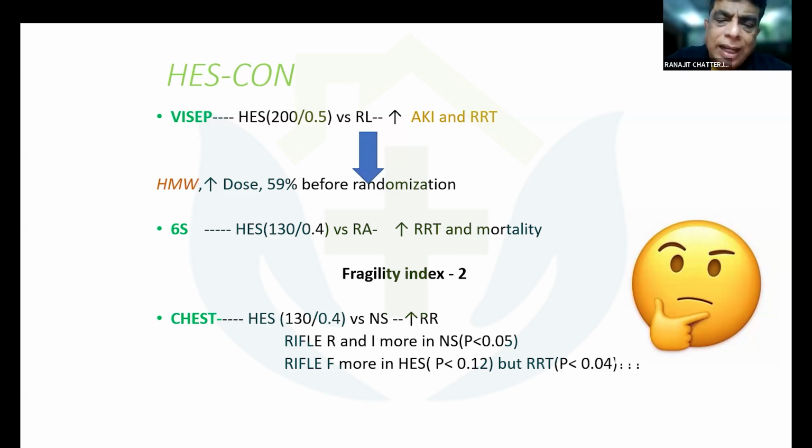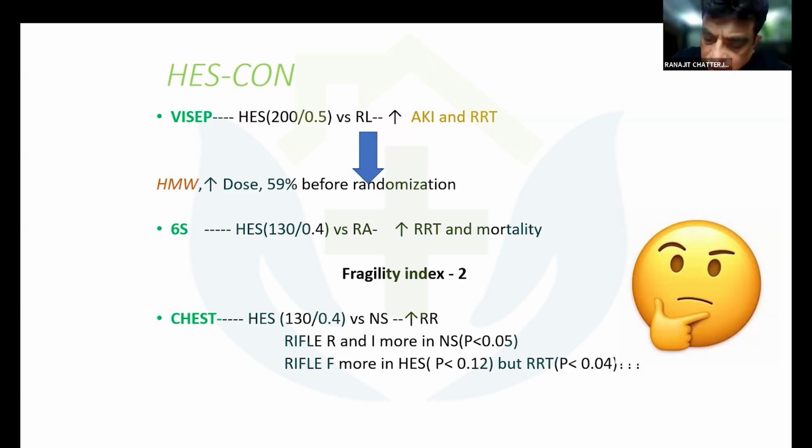RIFLE R and RIFLE I are more in normal saline, and RIFLE F is more in hydroxyethyl starch. RIFLE R and RIFLE I in normal saline reach statistical significance, but RIFLE F, that is failure, never reached statistical significance with hydroxyethyl starch. How come RRT reached statistical significance? It is a $1 million question. That means they might have started RRT in certain cases in RIFLE R and RIFLE I, but these questions will not be asked.